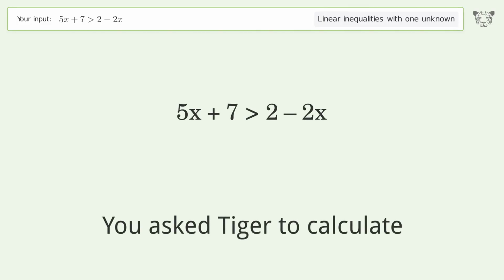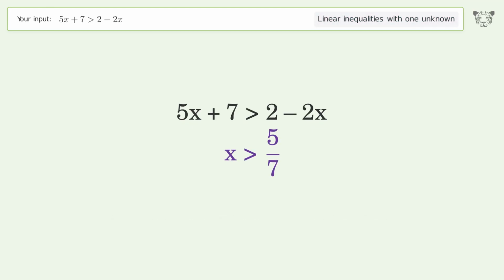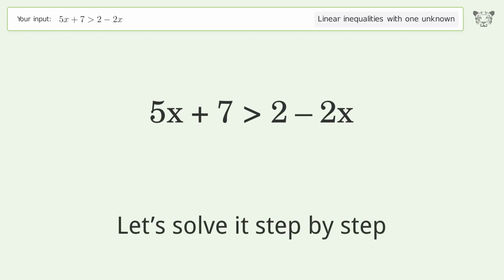You ask Tiger to calculate. This deals with linear inequalities with one unknown. The final result is x greater than -5/7. Let's solve it step by step.